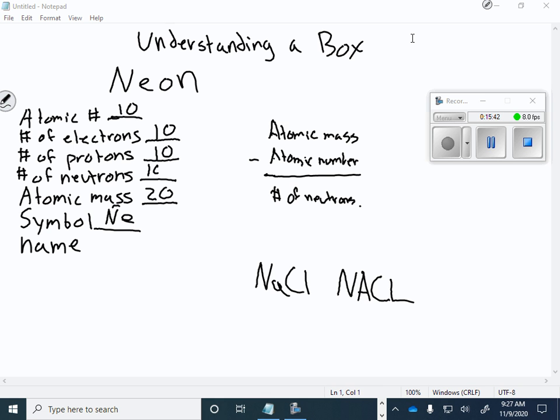Good. So we have 10 neutrons because we have an atomic mass of 20 minus an atomic number of 10. And 20 minus 10 is 10, just like Addie said. It will not always be the same number. A lot of the time it will be, but it will not always be the same number. And then the name, of course, we know is neon.